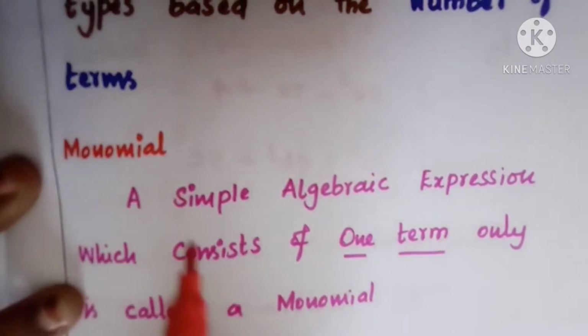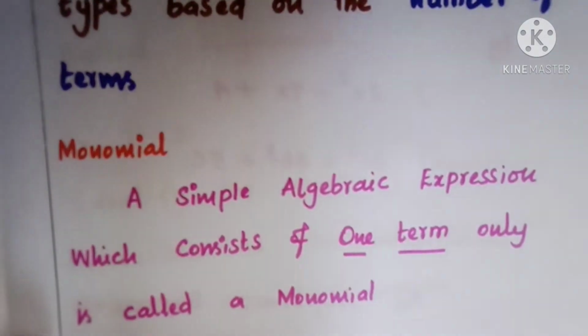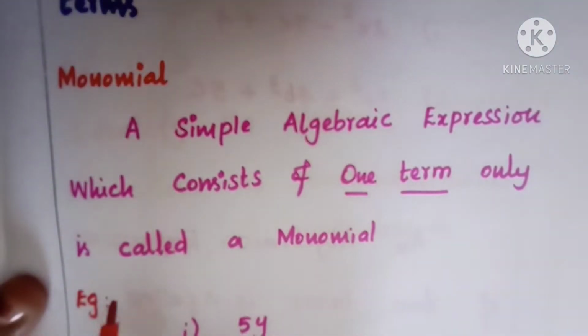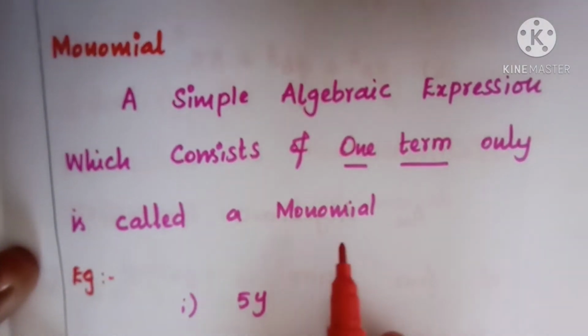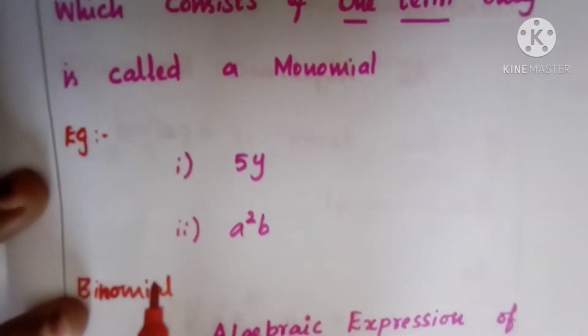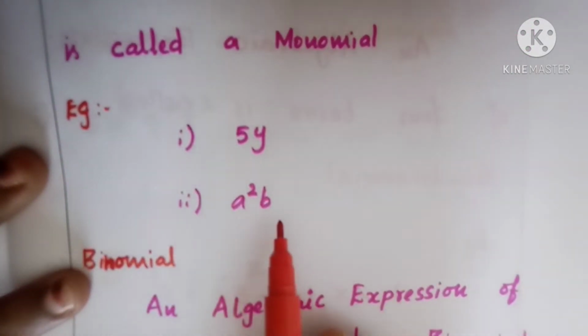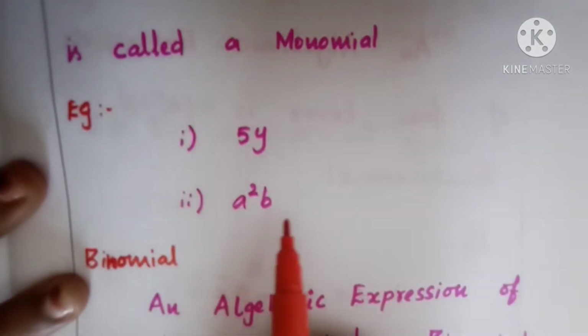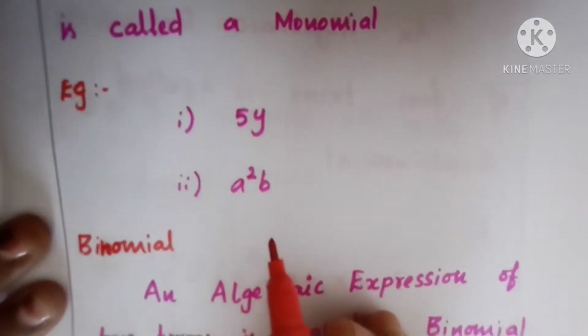Monomial. A simple algebraic expression which consists of one term only is called a monomial. Example 5y, it has only one term. And second, a square b. No more plus and minus operations are there. So it has only one term.